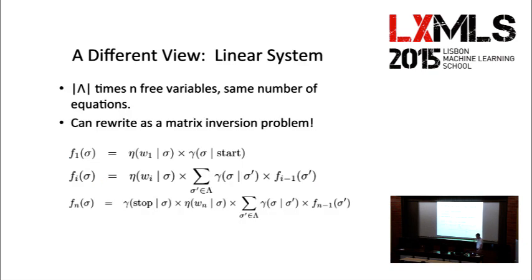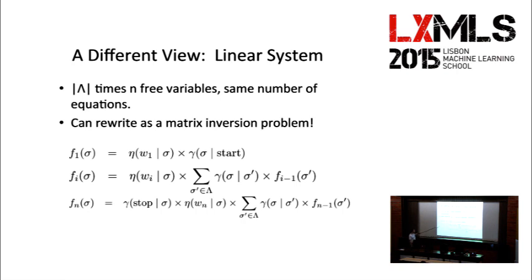Okay, there's another way to think about it for people who like linear algebra. You can think of it as solving a linear system of equations. I have a free variable for every state and every position in the sequence, size of lambda times n. And I have exactly that number of equations. The equations look like this. They're just the recurrence. So I have a value for f1 in position 1 for each state, f1 of that state.